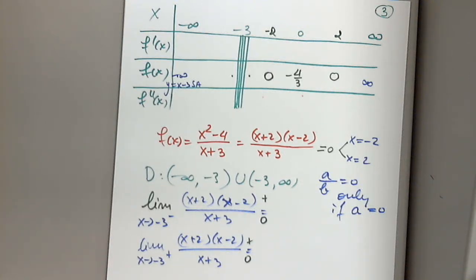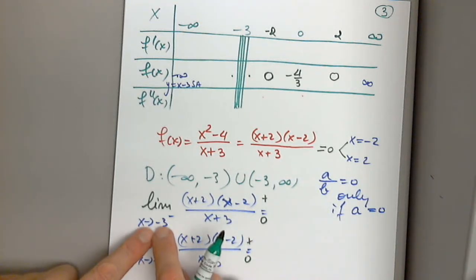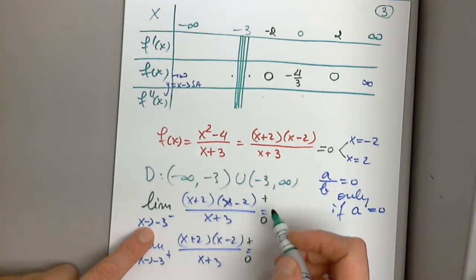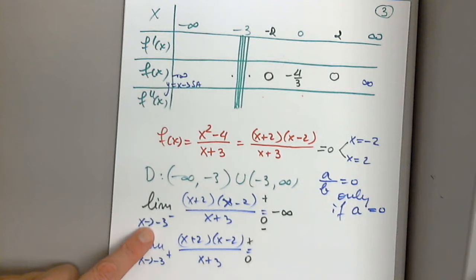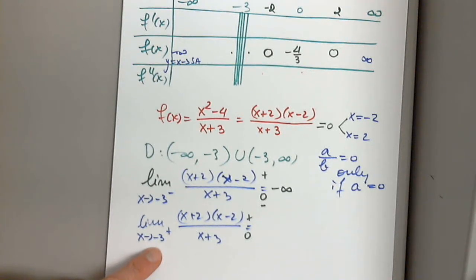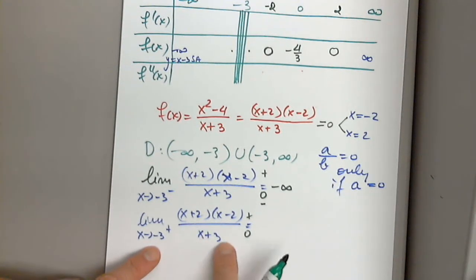Now I have -3 from the left. Imagine -3.1. What is the sign of negative 3.1 plus 3? Yes, negative 3.1 from the left, right? Negative 3.1 plus 3. So that's why we get negative infinity here. And for the other one, negative 3 from the right will be negative 2.9. And negative 2.9 plus 3 will be positive, so that's why.